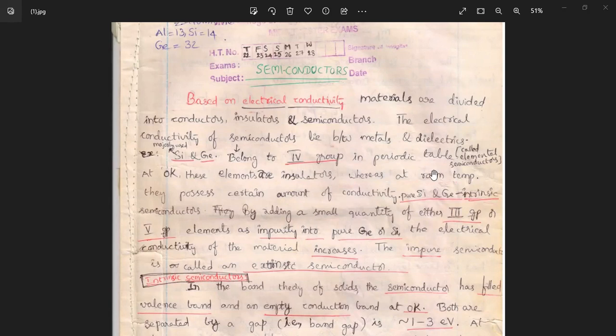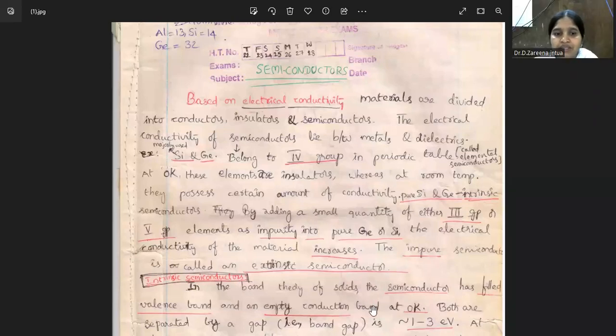Silicon and germanium belong to the fourth group in the periodic table. They are also called elemental semiconductors. At 0 Kelvin, that means minus 273 degrees centigrade, these elements are insulators, whereas at room temperature, they possess a certain amount of conductivity. Pure silicon and germanium are intrinsic semiconductors. By adding a small quantity of either third group or fifth group elements as impurity into pure germanium or silicon, the electrical conductivity of the material increases. The impure semiconductor is called an extrinsic semiconductor.